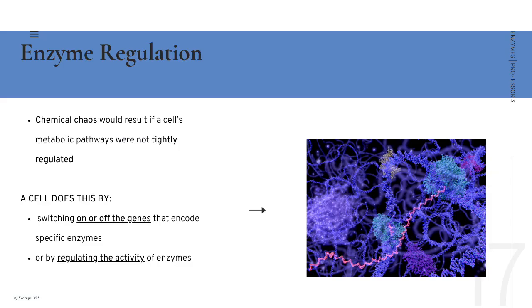As we know, the body is a highly regulated organic machine. Cellular needs and conditions vary from cell to cell, and they even change within individual cells over time. For example, a digestive cell in your gut works much harder to process and break down nutrients right after you've had a meal compared to hours before eating a meal. As cellular demands and conditions vary, so do the amounts and functionality of different enzymes. If a cell's metabolic pathways were not tightly regulated, we would have chemical chaos in the body.